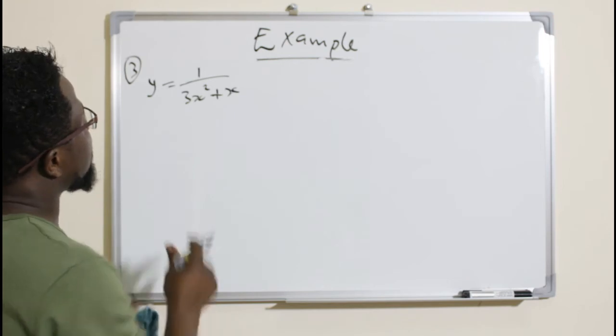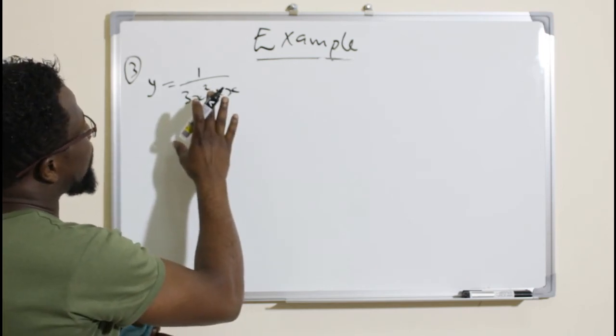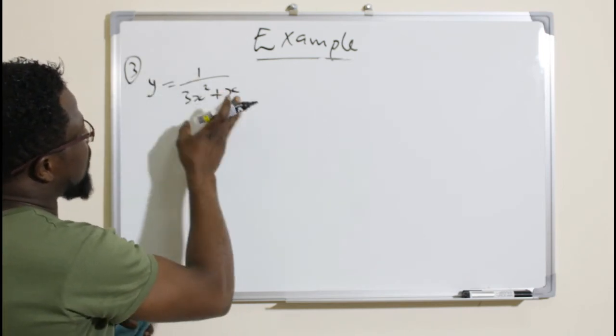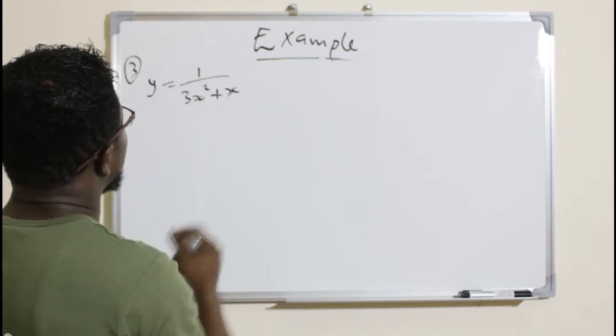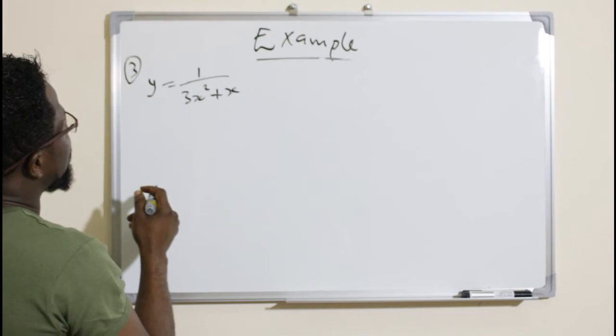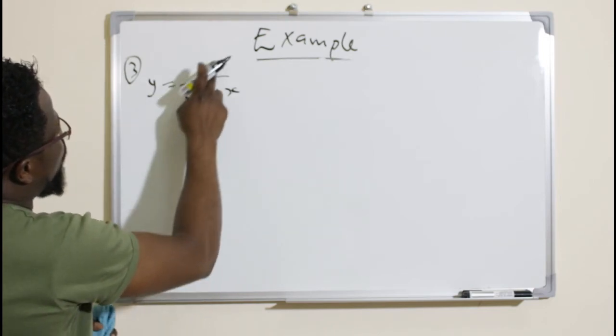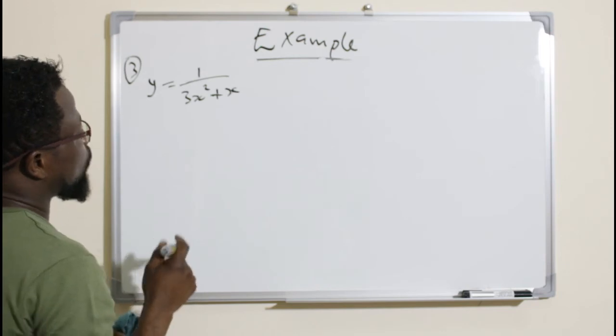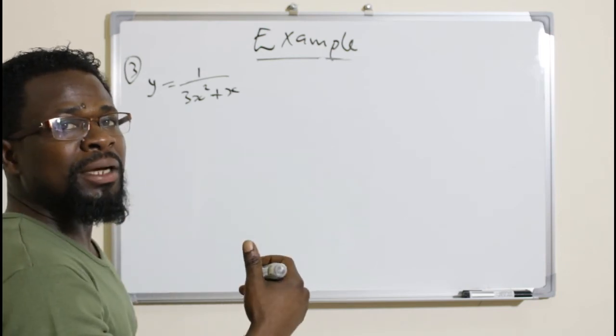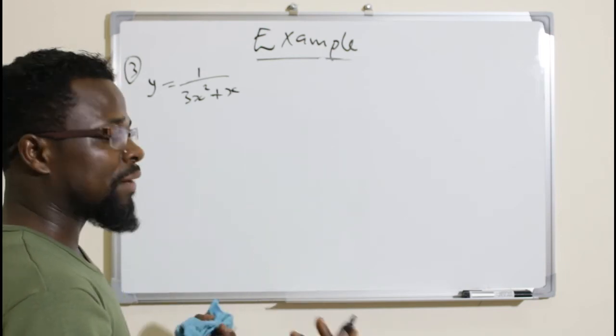So let's see. This is example number 4. Sorry, example 3. Under this particular topic, finding the derivative of a composite function, we are given that y is equal to 1 over 3x squared plus x. Which one should be the inside function and which should be the outside function?